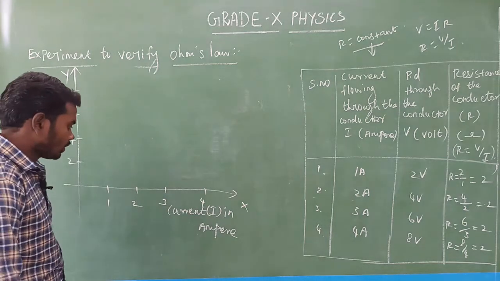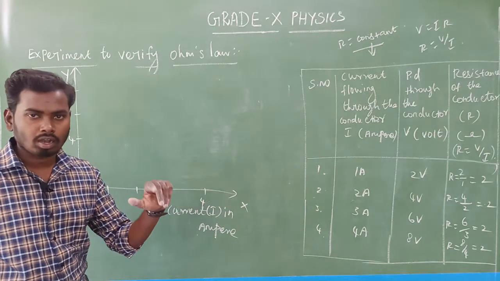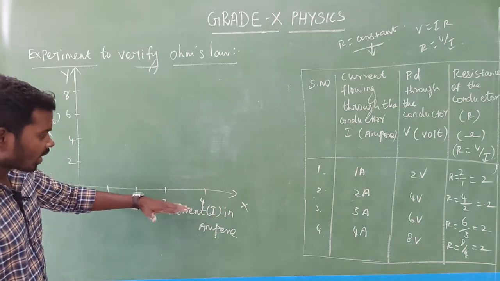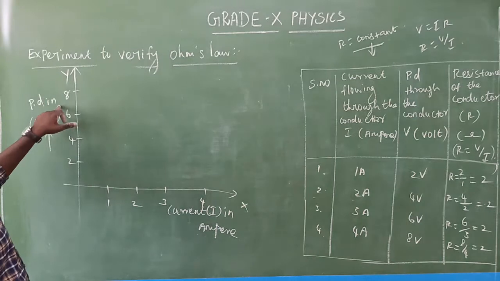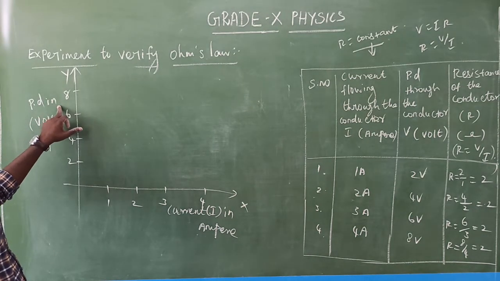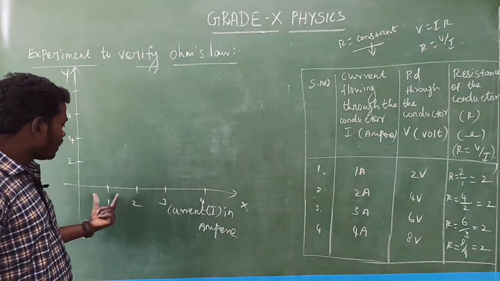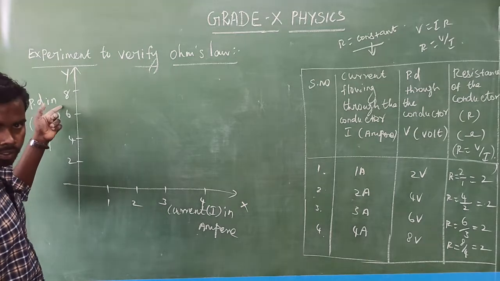Yes. So look at here. Next, the graph between potential difference and current flowing through the conductor by Ohm's law. Here the current value is taken along the x-axis in ampere, whereas the potential difference value is taken along the y-axis in volt. Is it clear? Yes. Look at here. Each unit equal to 1 ampere on the x-axis, and 1 unit equal to 2 volt on the y-axis.